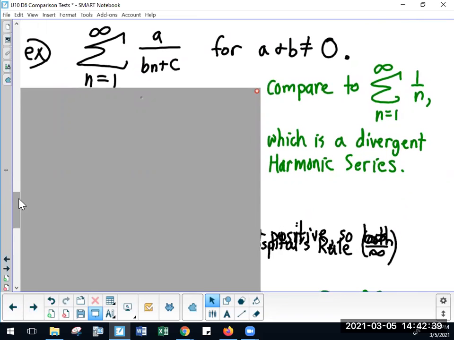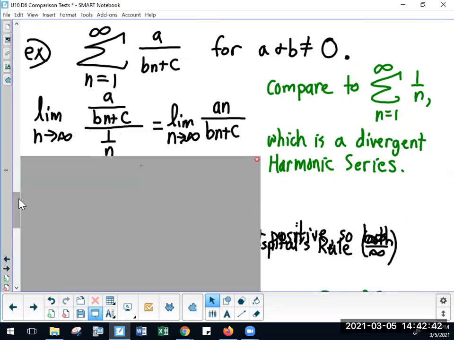Okay. So how do we do that? We write a ratio. We take A divided by Bn plus C. A, B, and C are constants. A and B are both non-zero. And we divide that by 1 over n, which, using algebra, multiplied by the reciprocal of 1 over n, means we have n over 1, or a numerator that consists of A times n.